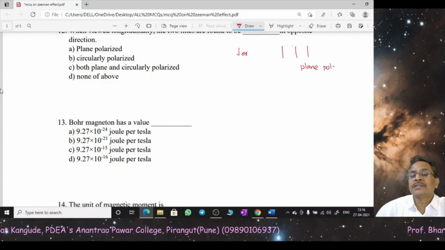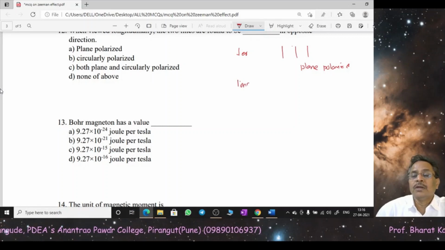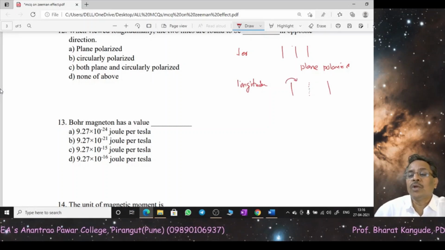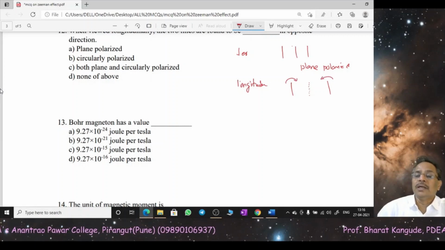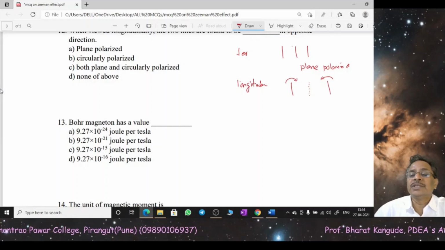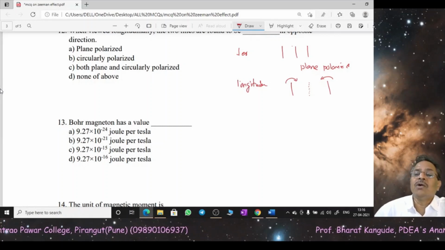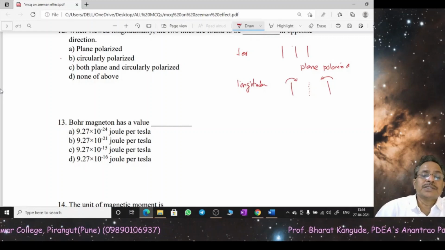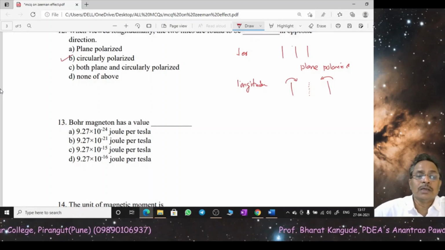Whereas in case of the longitudinal view, we get only 2 lines. The in-between line or original line is missing, and these 2 lines are found to be polarized. They are circularly polarized, and these polarizations are opposite to each other. That means if this is right-handed, then this is left-handed, or if this is left-handed, then this is right-handed. This polarization is shown in the longitudinal view, and therefore the correct option is circularly polarized. So the correct option is C.